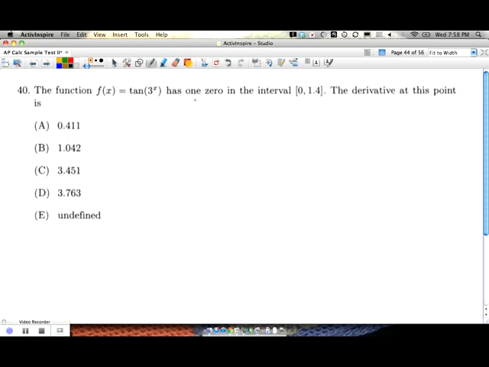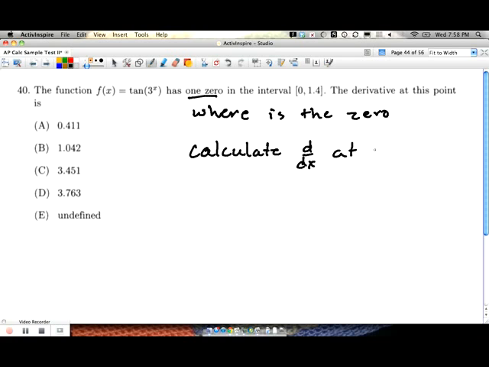The function f of x equals tangent of 3 to the x has a zero in the interval 0 to 1.4. We want the derivative at this point. So we've got to first figure out where the zero is, then calculate the derivative at that point. That's easy enough. Let's go ahead and graph it.